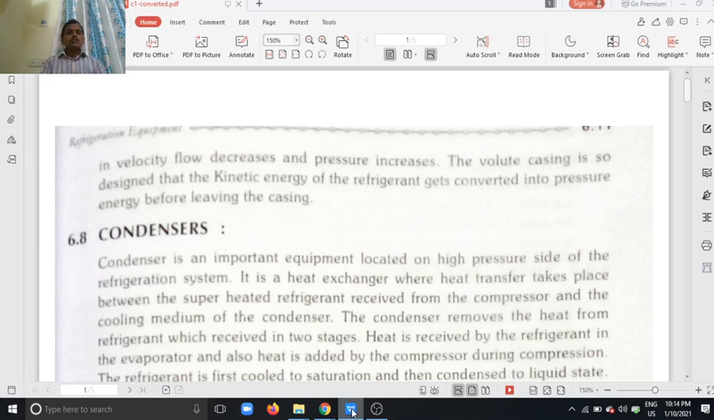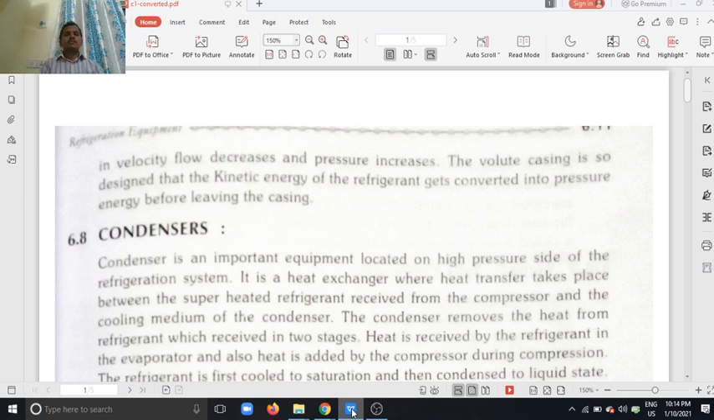Good morning to all. Today our topic is on condensers. A condenser is an important piece of equipment located on the high pressure side of the refrigeration system. In the refrigeration system, it is located at high pressure.